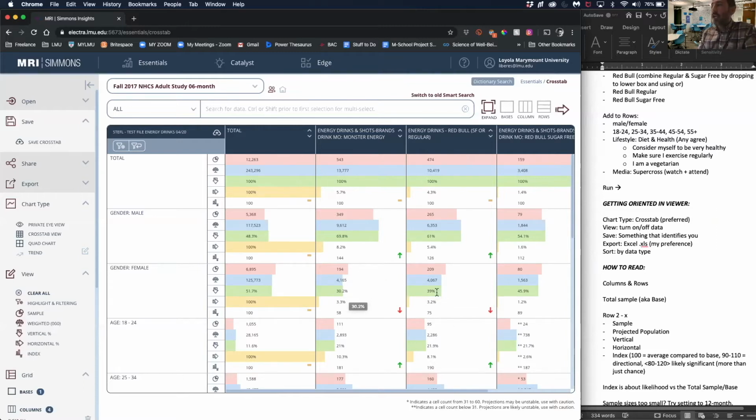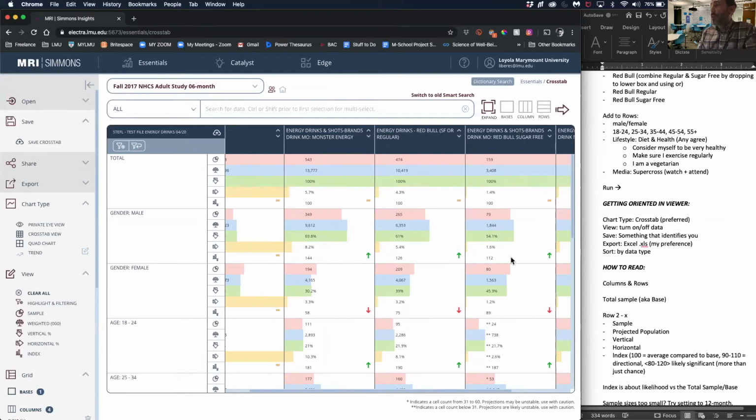Probably not a huge surprise. I'm sorry, that's regular. This is sugar-free: 45.9% of sugar-free drinkers are female. That's an almost 16% difference between the Red Bull sugar-free drinkers and the Monster Energy drinkers. That shouldn't be a huge surprise, that more females drink sugar-free energy drinks.